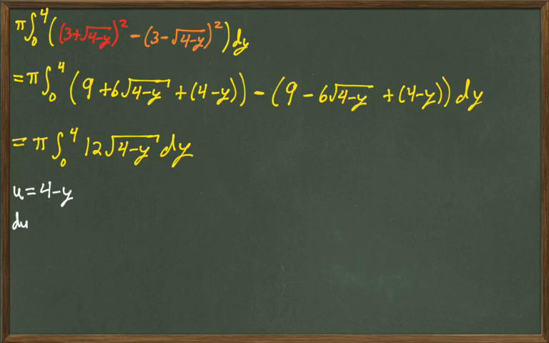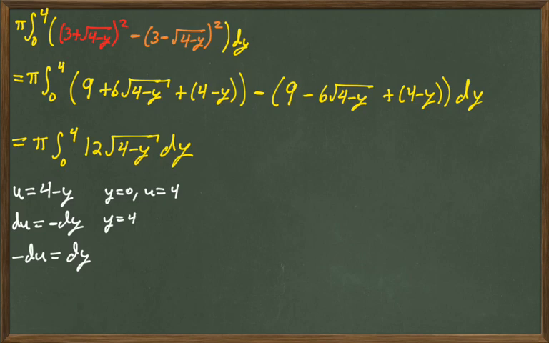U is 4 minus y. du is negative dy. Solve for dy, and we have negative du is dy. Because this is a definite integral, we can also convert our limits. So our lower limit is y equals 0. The relationship between u and y is u equals 4 minus y. So u is going to be equal to 4 minus 0, which is 4. The upper limit is y equals 4. So u is equal to 4 minus 4, which is 0.